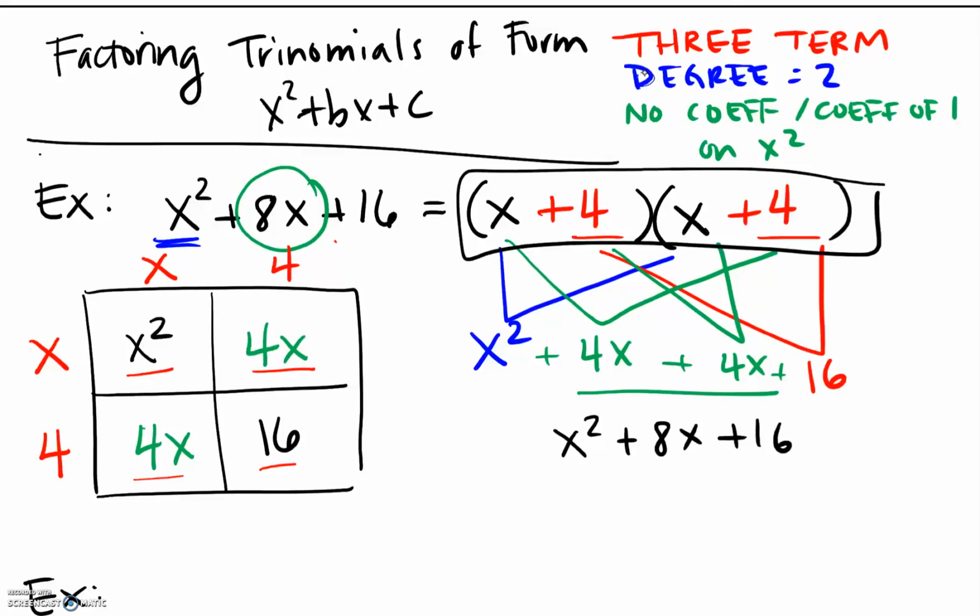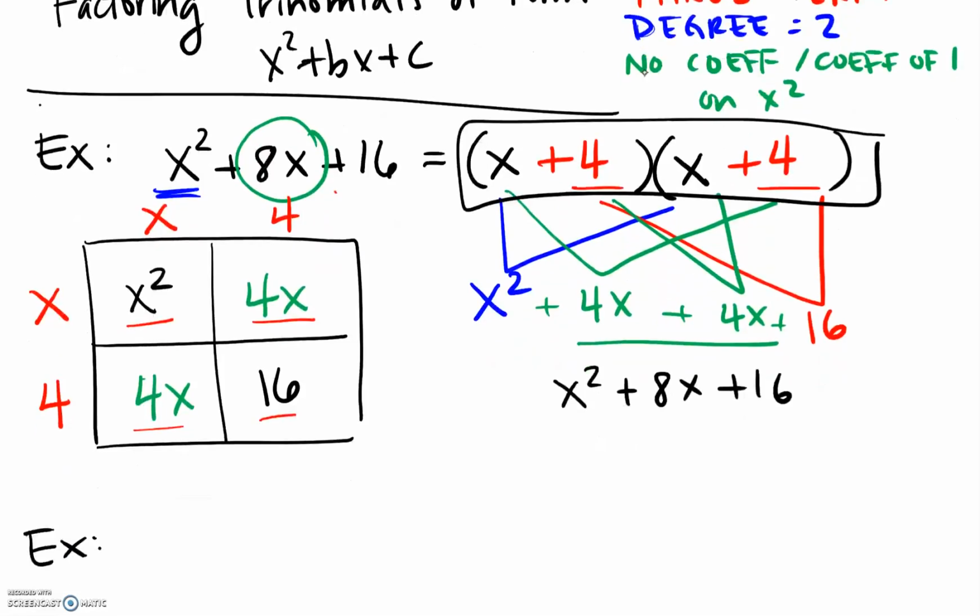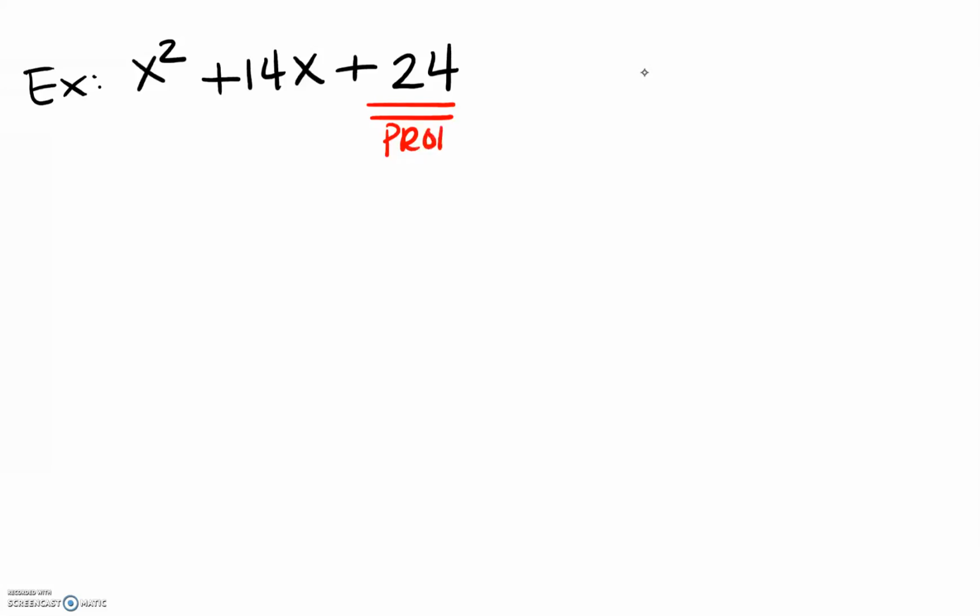Now this is not necessarily the most efficient way to do this. Trying to split up the 8x gives a lot more options than figuring out what things multiply to 16, using the multiples of 16 to our advantage instead. As another example, let's look at another simple one, x squared plus 14x plus 24. To factor that, we're going to use the fact that this is the product of the numbers. When we multiply the last of each of those binomials together, it has to be 24. And we're going to use the fact that this must be the sum of the numbers.